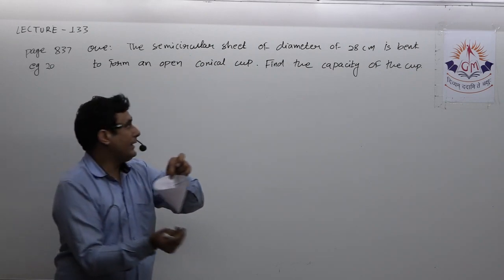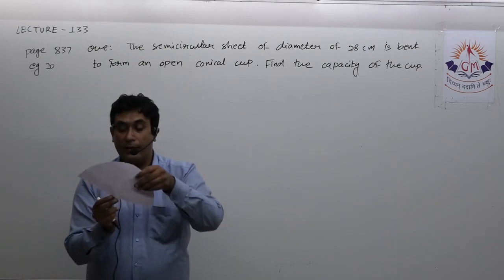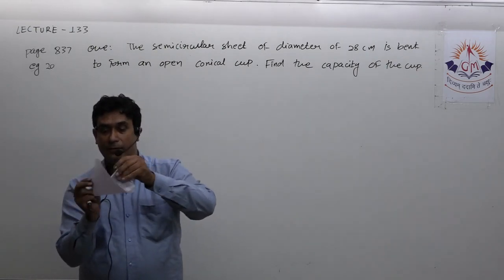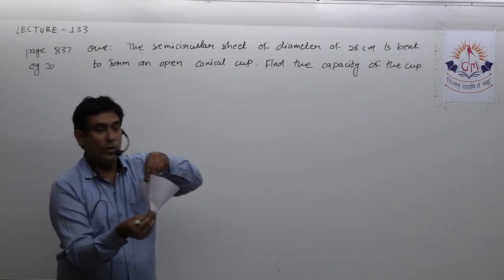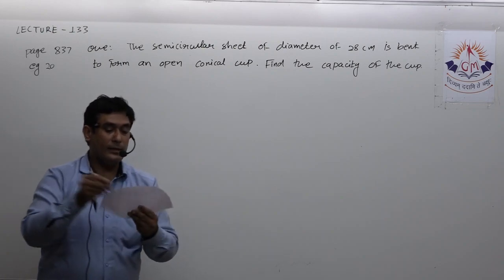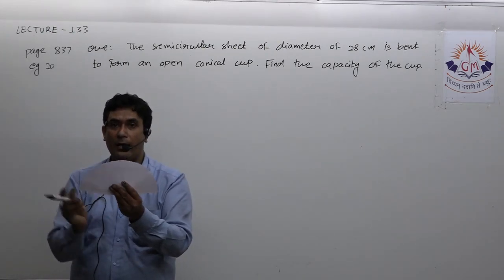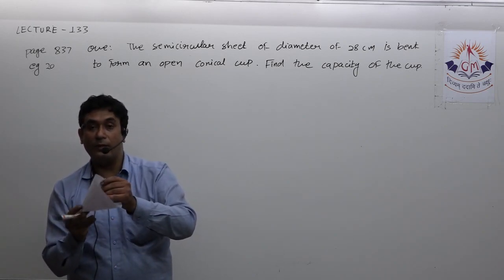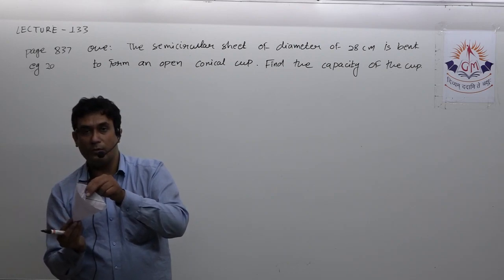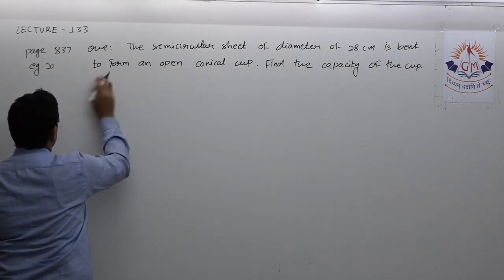Now when we are bending the semicircular sheet in this way, its radius, you can see this radius becomes the slant height of the cone. Okay, and the circumference, that is pi r, becomes the circumference of the base of the cone. So that you have to understand. So let us see its solution.